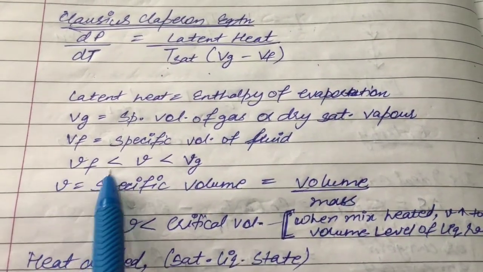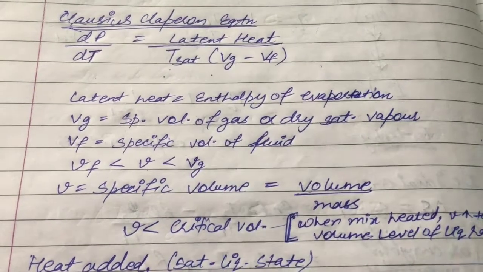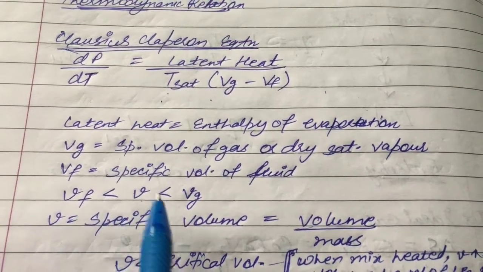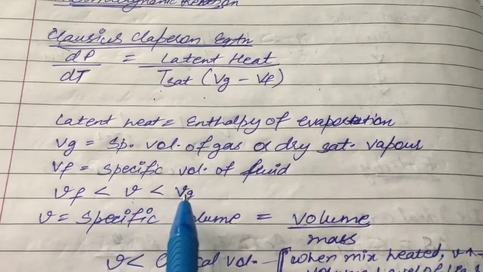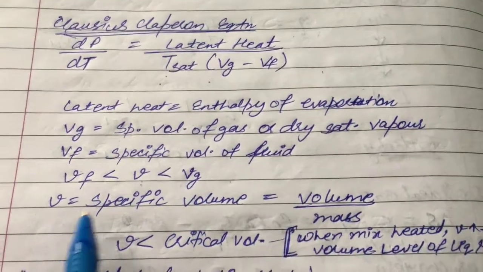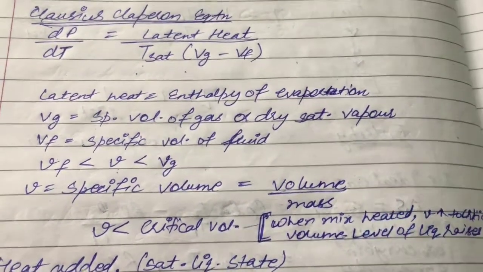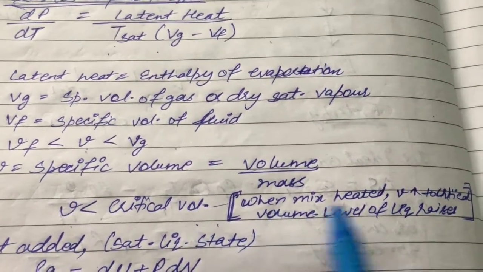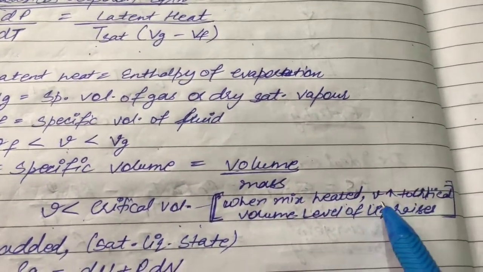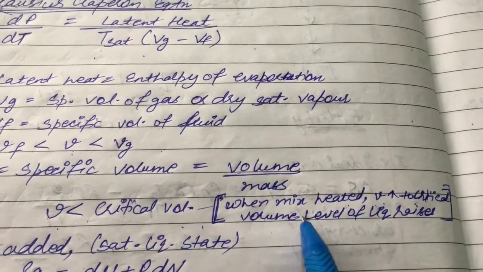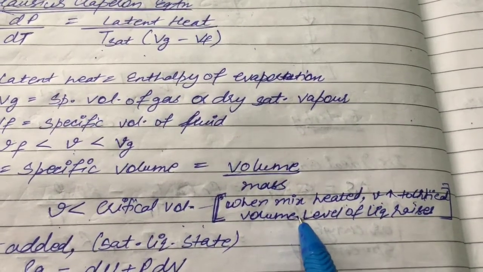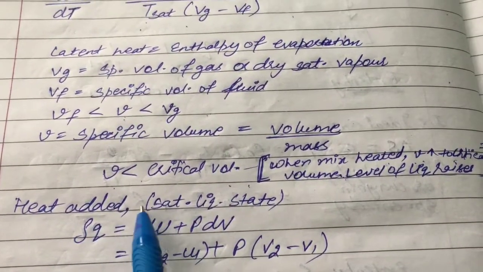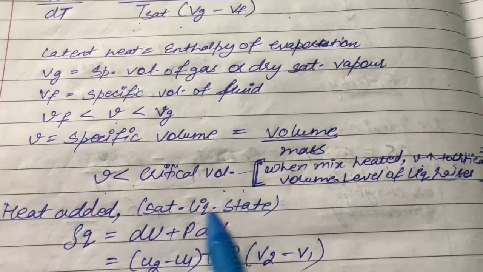So Vf is less than V is less than Vg, and specific volume is volume upon mass. V is less than the critical volume, and the critical volume is reached when the mixture is heated and V increases to the critical volume, which tells about the level of the liquid rise. So when heat is added, it reaches the saturated liquid state.